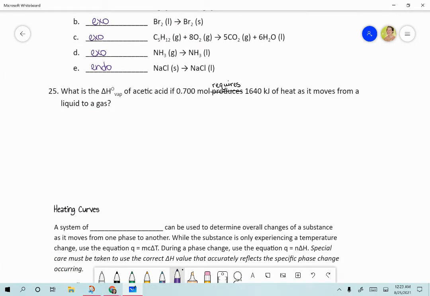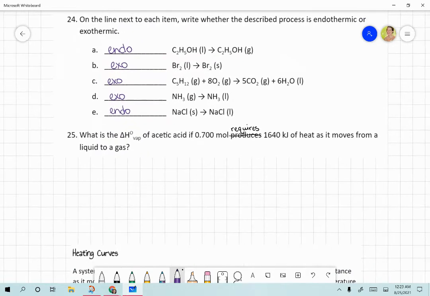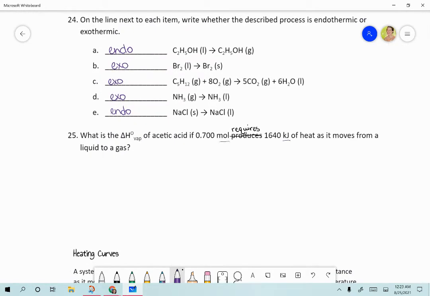Just a second ago, I mentioned that sometimes I can have you calculate a delta H value, one of these thermal enthalpies. So what we're looking at in number 25, it's asking what is the heat of vaporization of acetic acid if 0.700 moles requires, I want you to change that in your notes to, instead of produces, I want you to change that to requires 1,640 kilojoules of heat as it moves from a liquid to a gas. Now, if we look at this table, again, I mentioned these are always going to be given to you in kilojoules per mole. So if we look, we have kilojoules and we have moles.